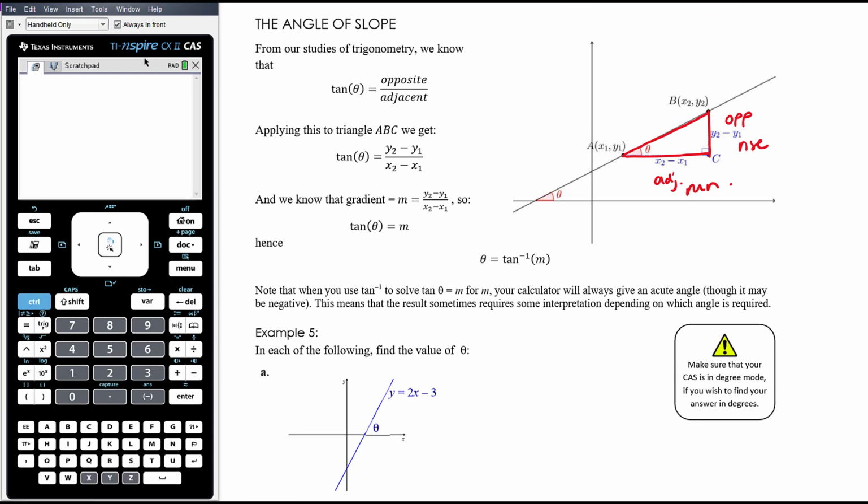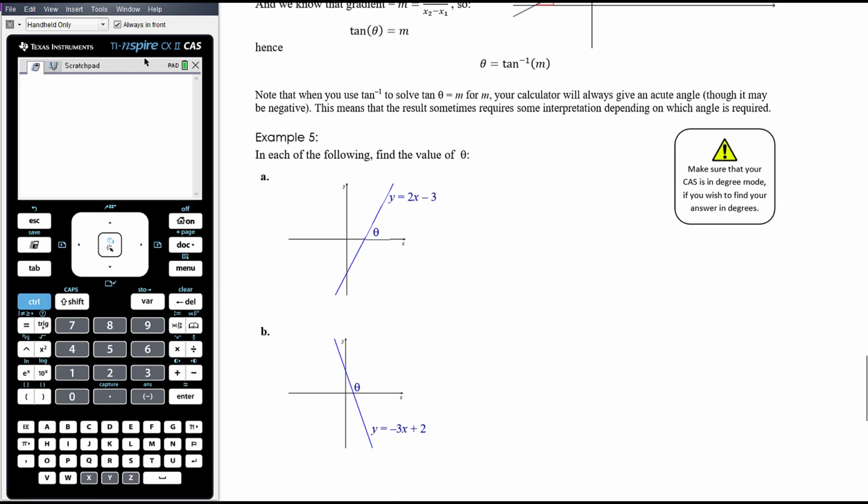We'll have a look at what happens when we just use the rule with a negative gradient in the examples here. The other thing is to make sure that your CAS is in degree mode. When you're asked for the angle of slope, it's usually asking you for that angle in degrees to 1 decimal place, whatever it might be. And in fact, we probably need some clarification here. In each of the following, find the value of theta, let's say, correct to 1 decimal place where necessary. If they're exact, that's fine.